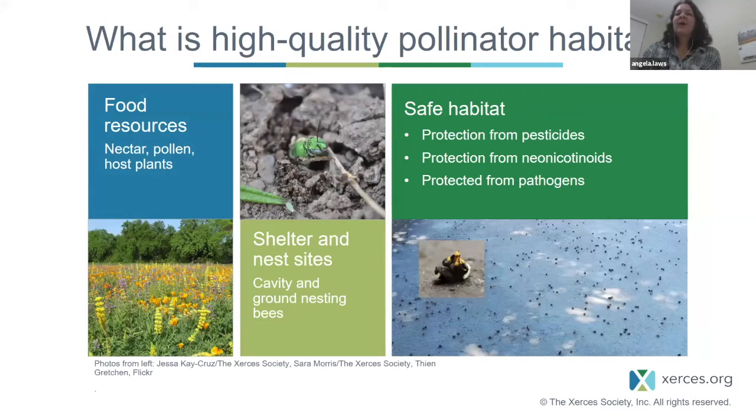So high quality pollinator habitat, of course, has food. That means plants that provide nectar and pollen, or host plants. Shelter and nest sites for cavity and ground nesting bees, which I'll talk a little bit about, and then safe habitat that's protected from pesticides, especially neonics and pathogens. This is an image from a bumblebee die-off where they sprayed some flowering trees with neonics, and it killed thousands of bumblebees.